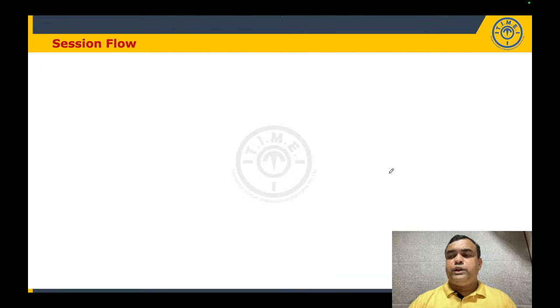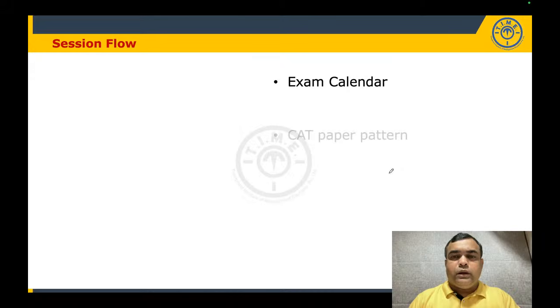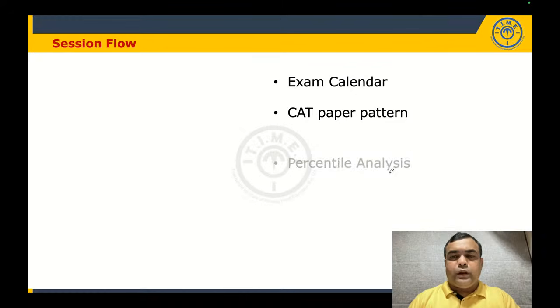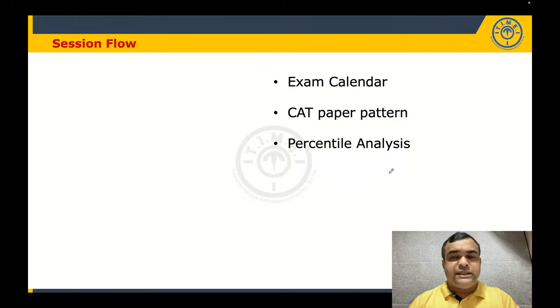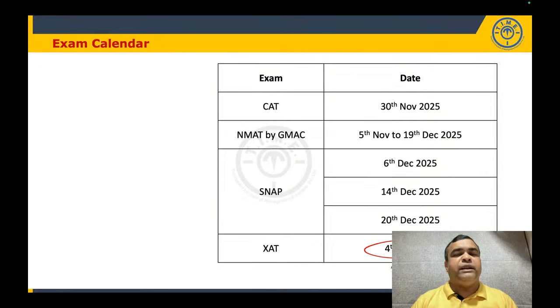Okay. So what we are going to discuss in today's session: first of all, let's quickly show an exam calendar. Then let me talk about the CAT paper pattern quickly. Then we'll have a percentile analysis. From this percentile analysis, you only decide which date is available.